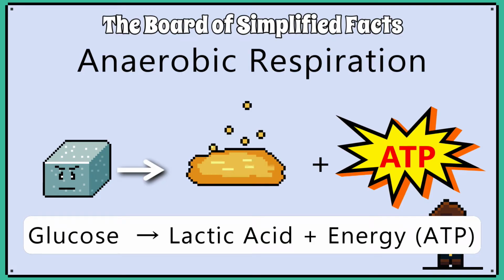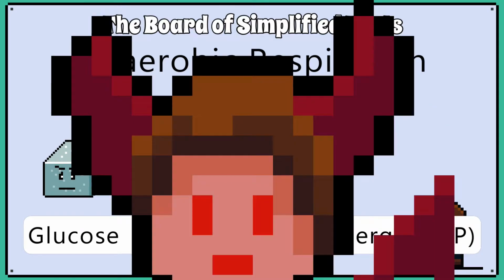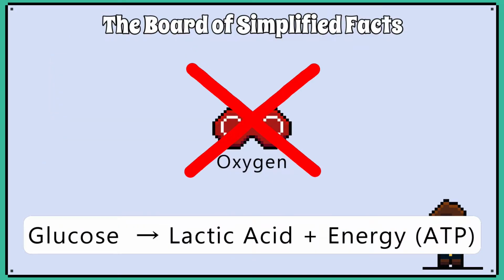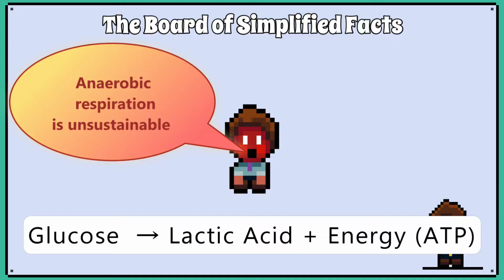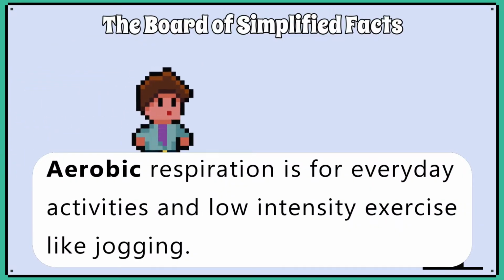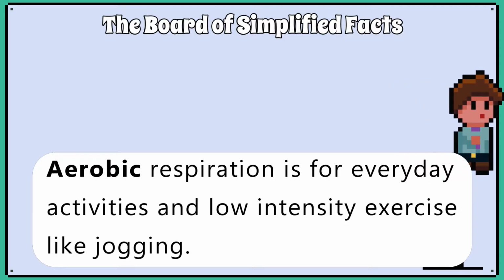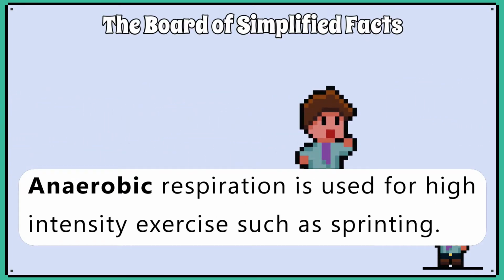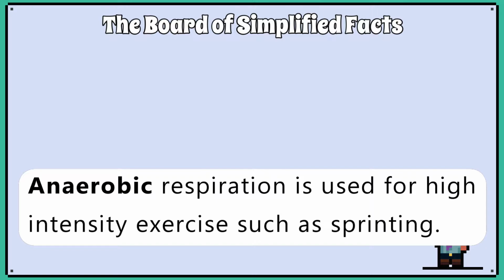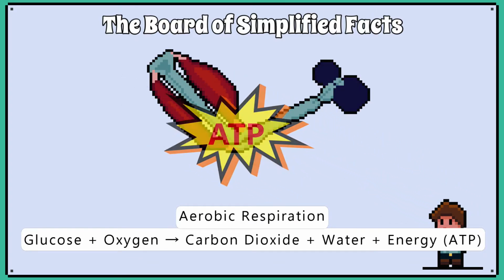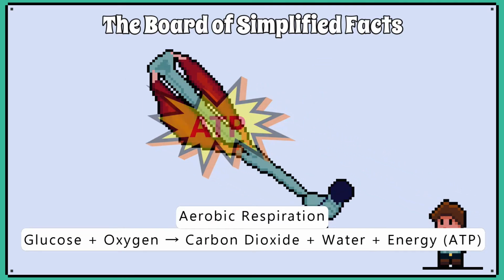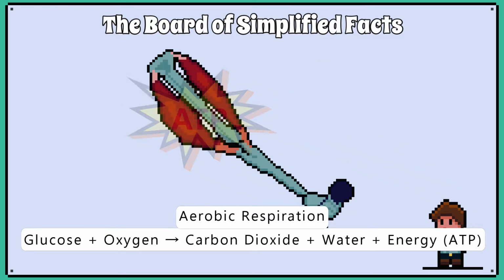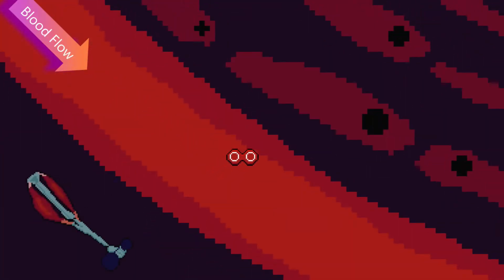Anaerobic respiration is a process where glucose is broken down into lactic acid and energy is released in the form of ATP. Learn the equation. Notice the process doesn't need oxygen, but sadly, we can't do this for very long. Aerobic respiration is for everyday activities and low-intensity exercise like jogging. Anaerobic respiration is used for high-intensity exercise such as sprinting. Muscles need energy. That energy comes normally from ATP that is made during aerobic respiration. Remember that cells need a constant supply of oxygen from the blood to complete aerobic respiration.